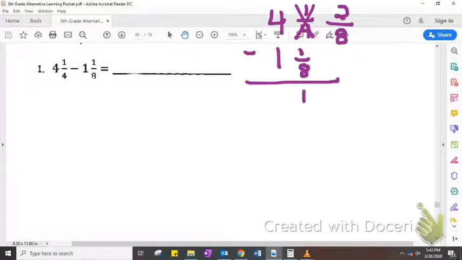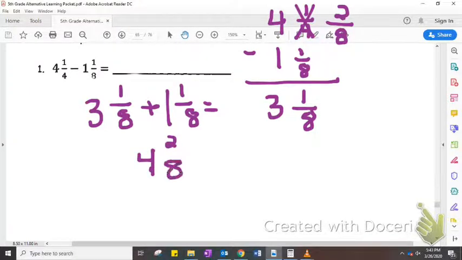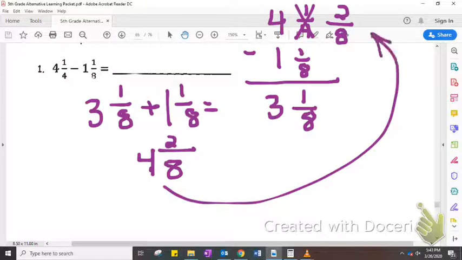2/8 minus 1/8 is 1/8. You subtract the numerators. 4 minus 1 is 3. 3 1/8. Now you could always check your work by adding 3 1/8 plus 1 1/8. And when you do that, you get 4 2/8. Right there.